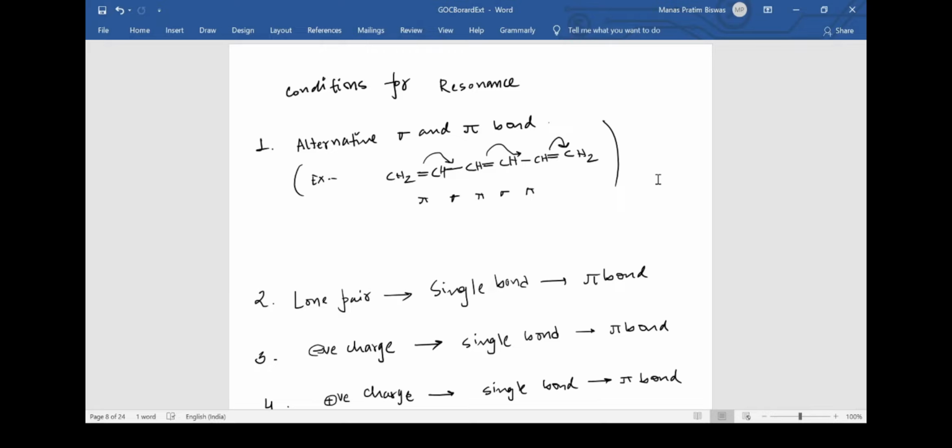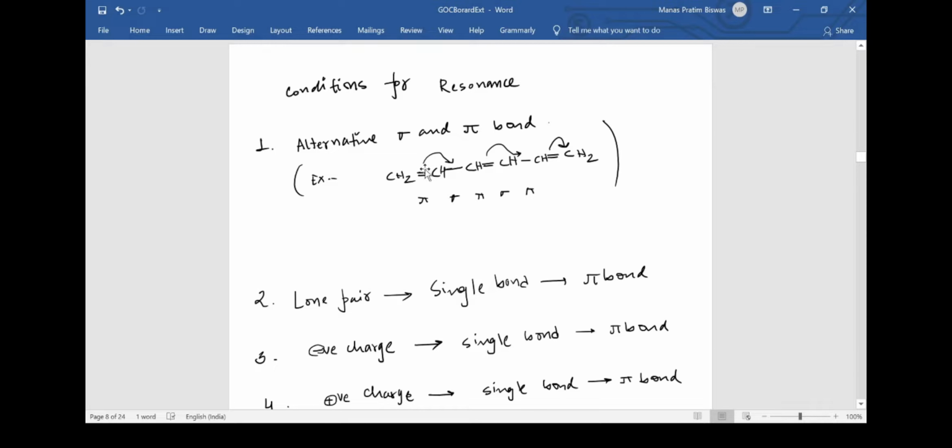The first and foremost important thing to look for in a molecule is alternate sigma and pi bonds. If you happen to find alternate sigma and pi bonds, it might start with a sigma bond, it might start with a pi bond. So a pi bond is followed by a sigma bond, then a pi bond, and then a sigma bond. You might see it in a fashion like I have written here, sigma, pi, like this.